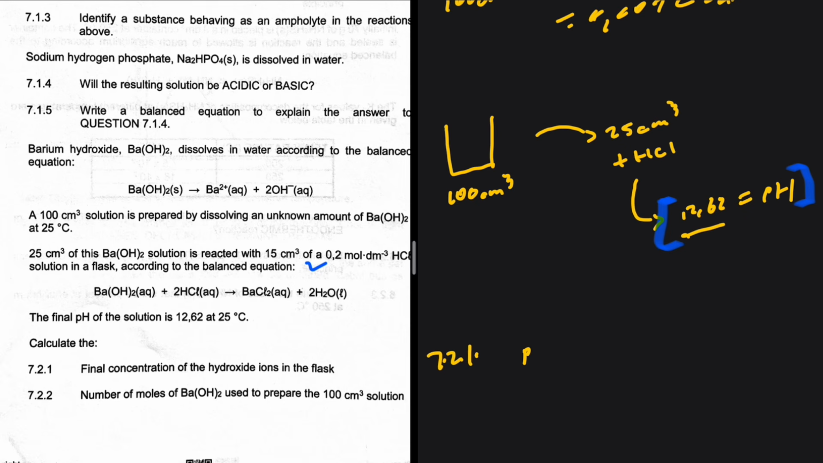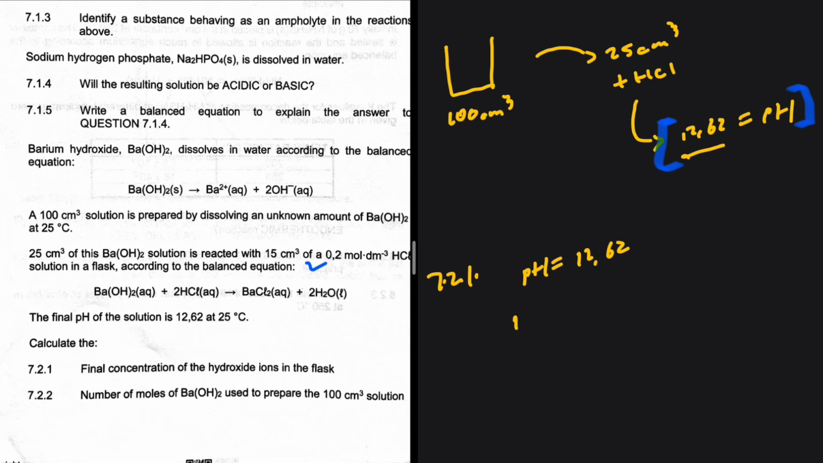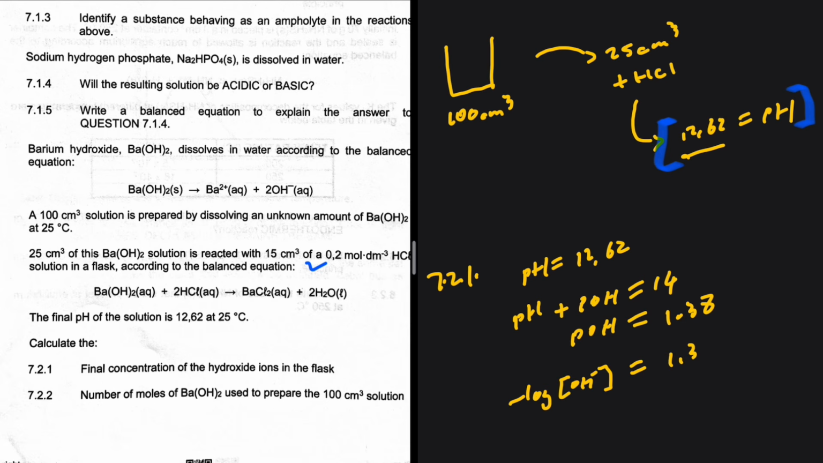So the pH is equal to 12.62. We know that the pH plus the pOH is equal to 14. So the pOH is equal to 14 minus 12.62, that is 1.38. But by formula, the pOH is minus log of [OH⁻], and this is equal to 1.38. So the concentration of OH⁻ is 10 to the minus 1.38.